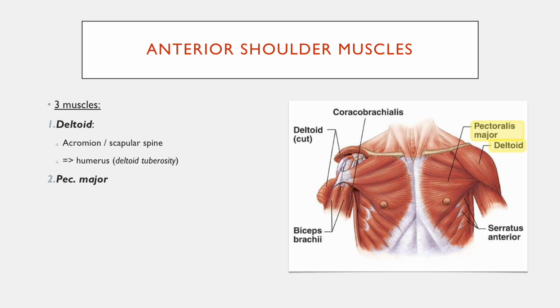Pec major is the second muscle. This attaches from the clavicle, the sternum and the ribs. You can see that it comes from all three areas. And it attaches onto the intertubercular groove of the humerus, which is also where teres minor attaches.